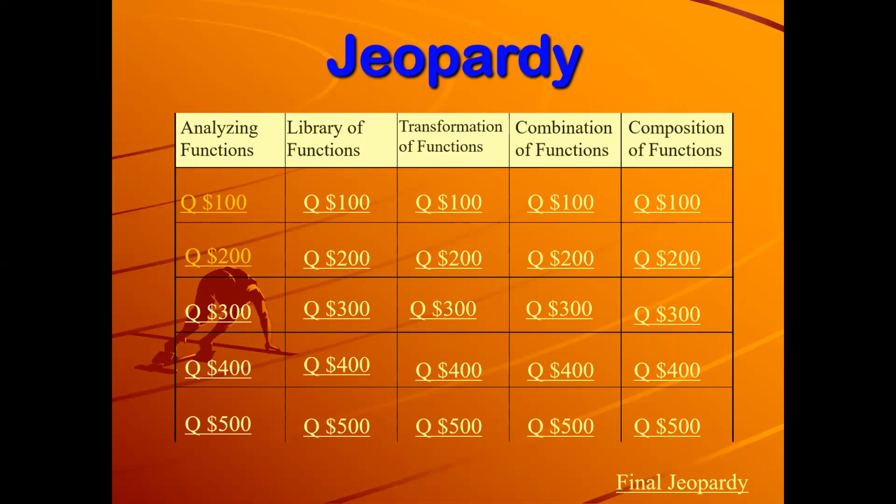All right. Since Dylan answered, Charlie has to pick the next category. Yeah, Charlie. Analyzing functions for 300. Don't screw up.